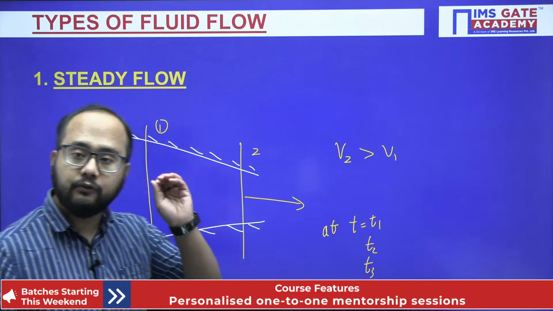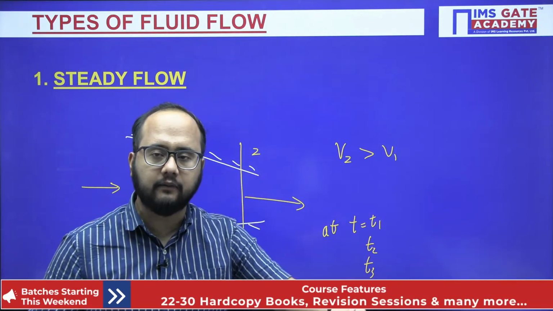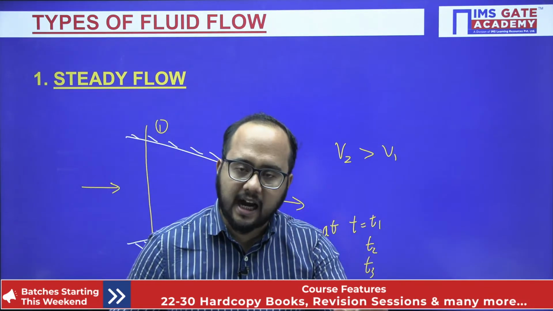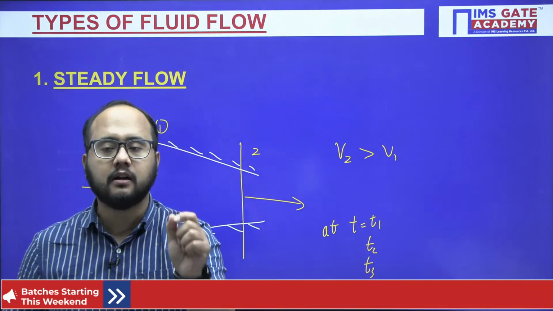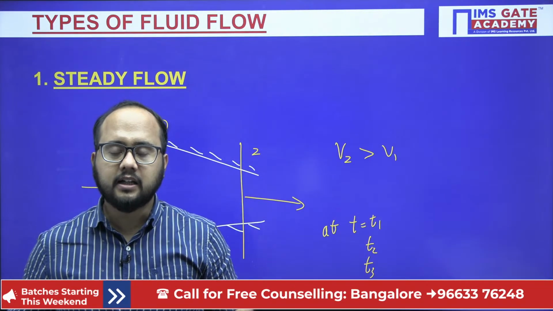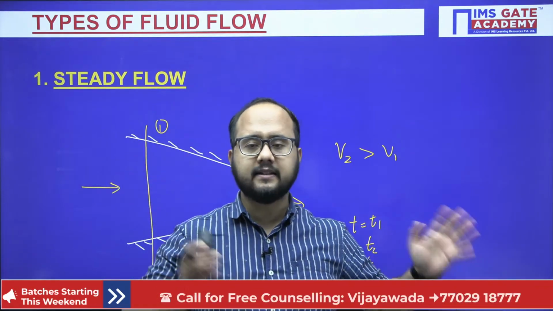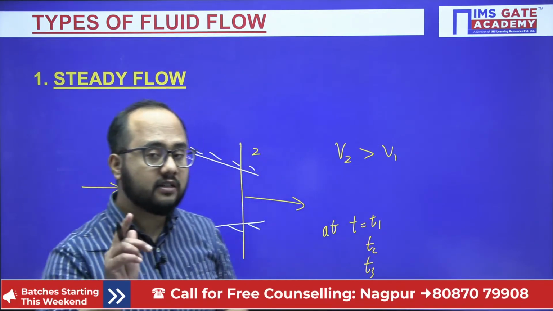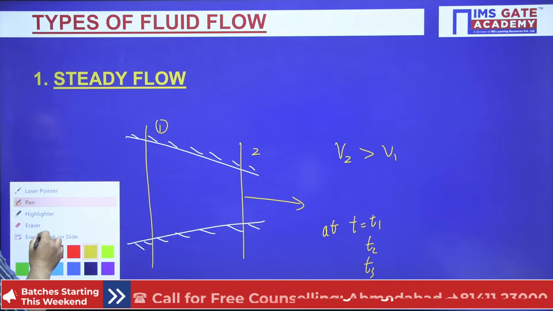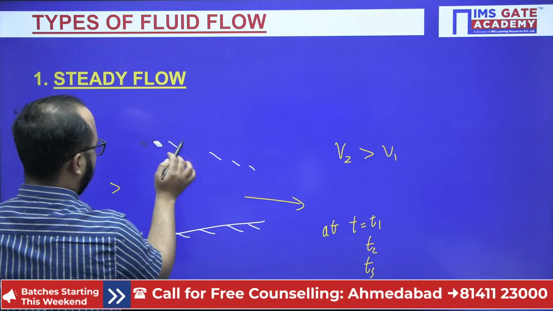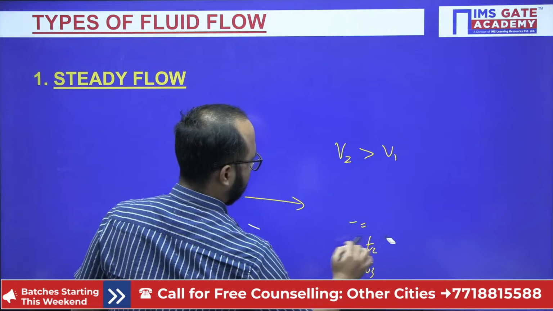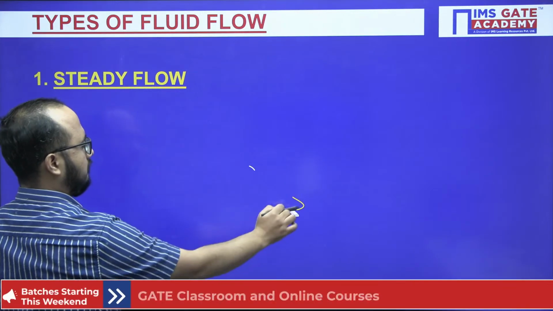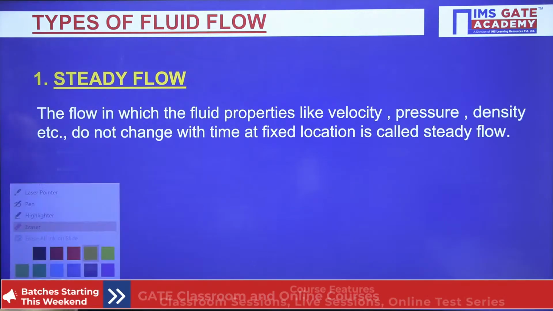So when I say steady flow, it means fluid property values are constant or do not change with respect to time, but at any fixed particular location. It cannot be that at every location the properties are the same. It is not like that. So always remember this point, very, very important. This is the definition that you should remember.